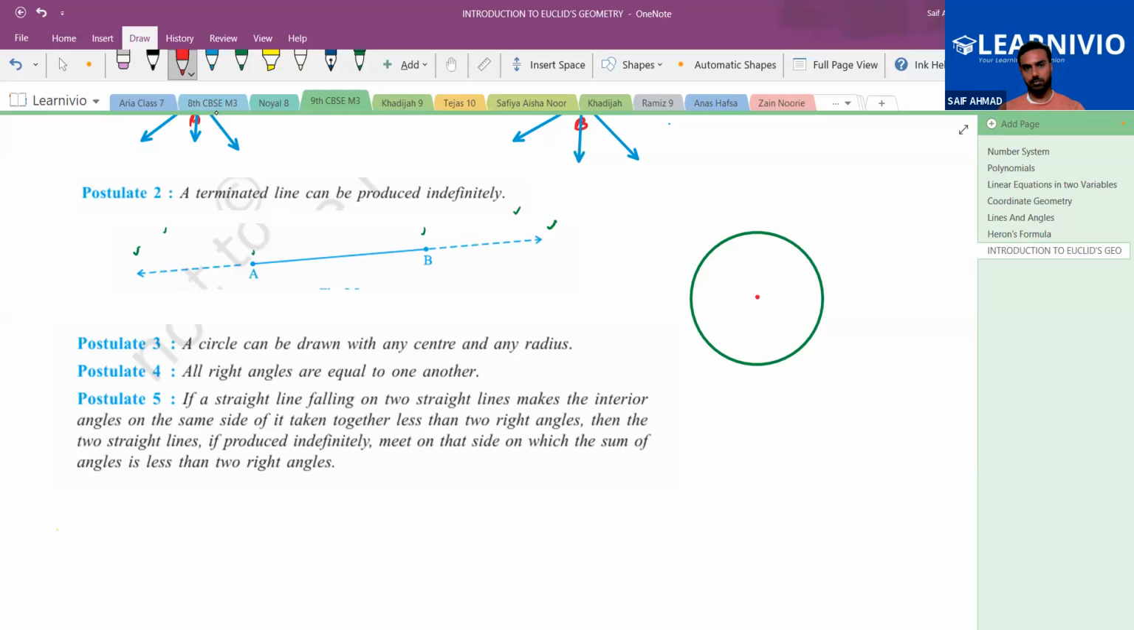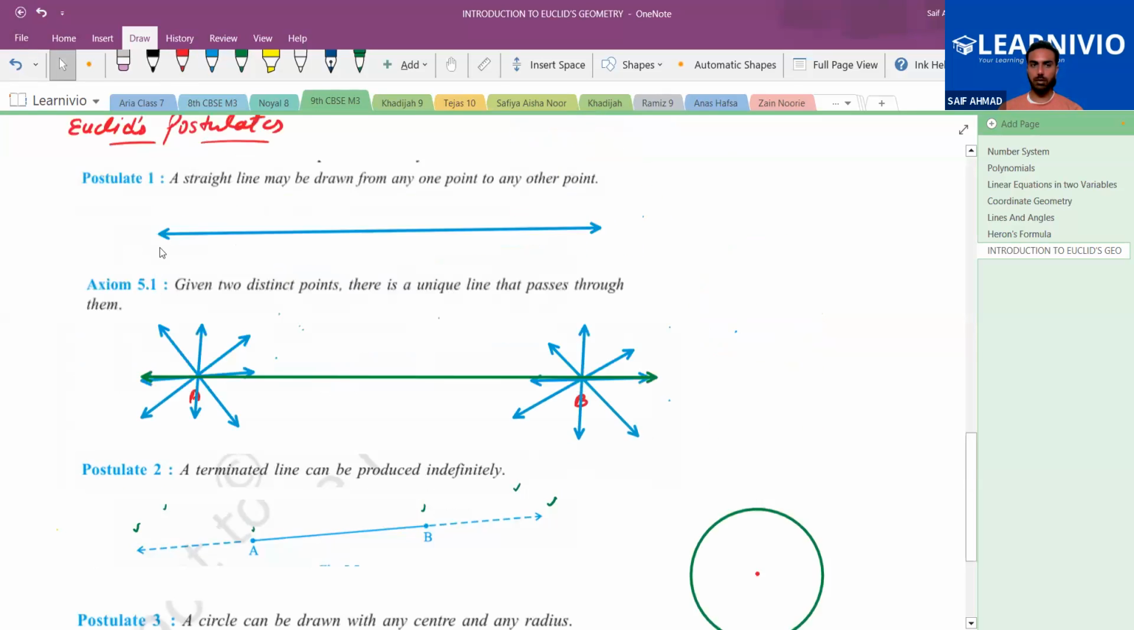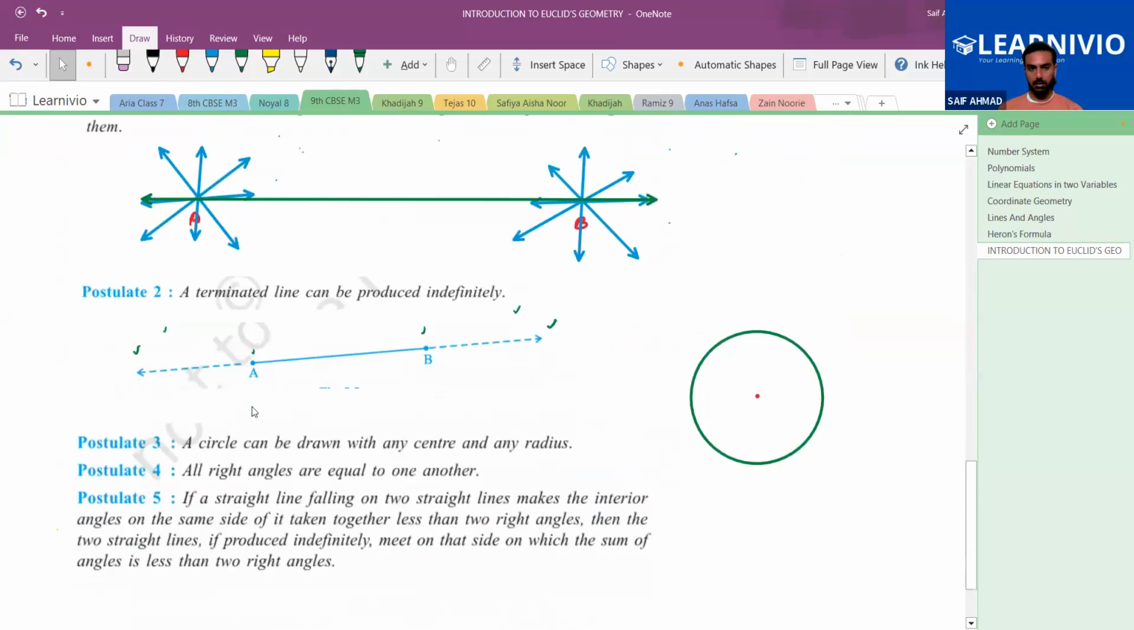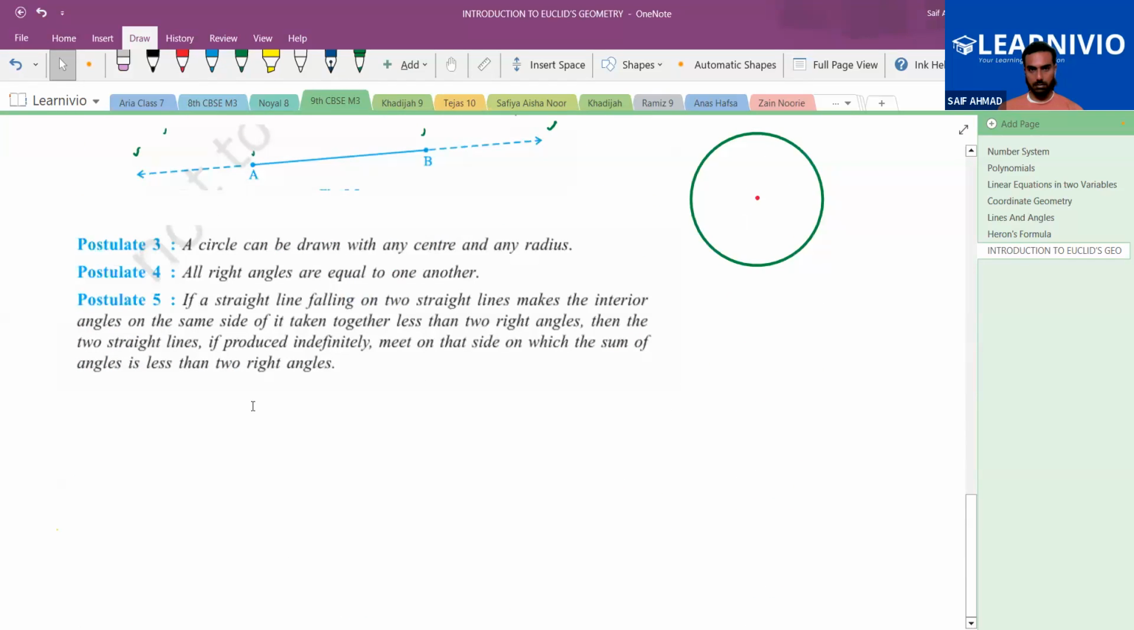Yes, sir. All right angles are equal to one another. I have told you here above. All right angles are equal to one another, which is equal to 90 degree. Understood? Yes.